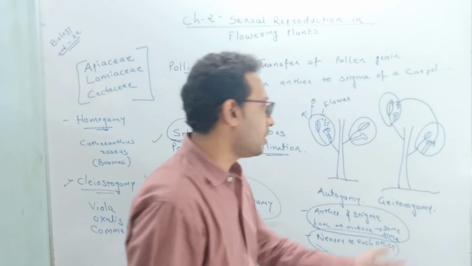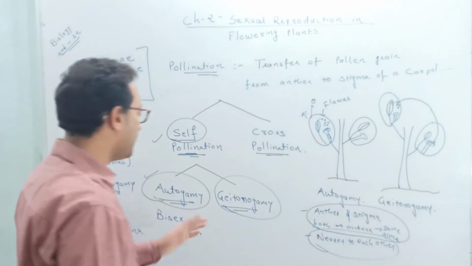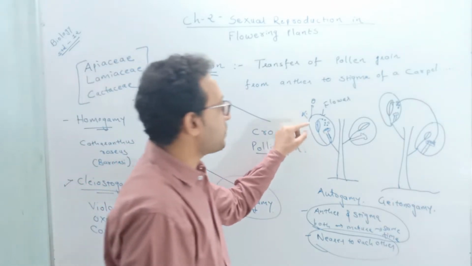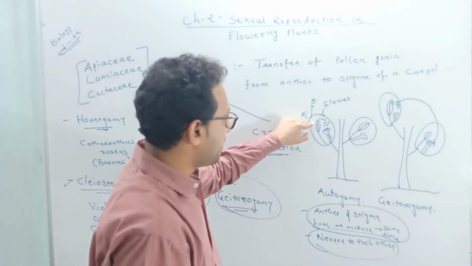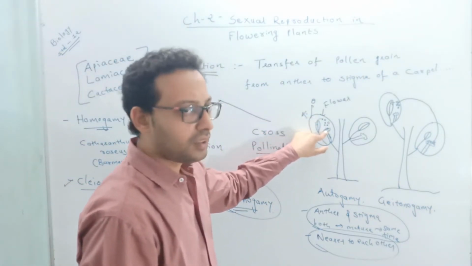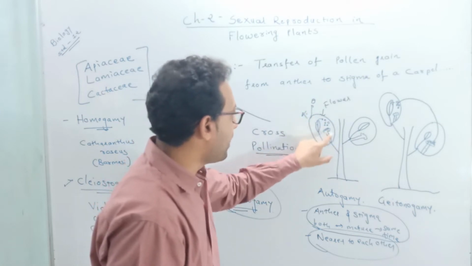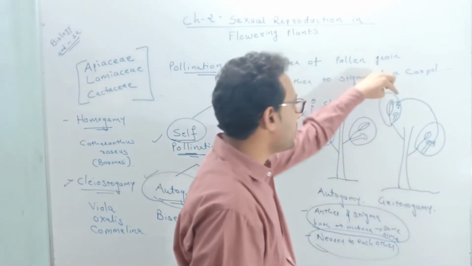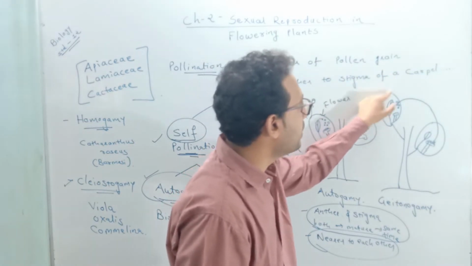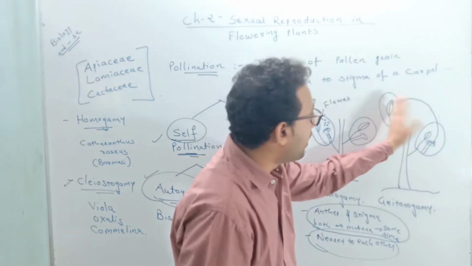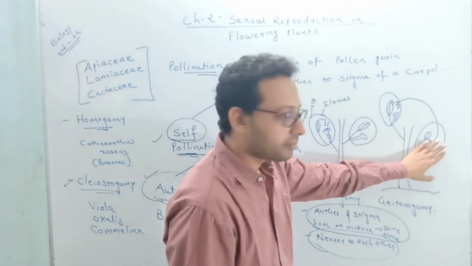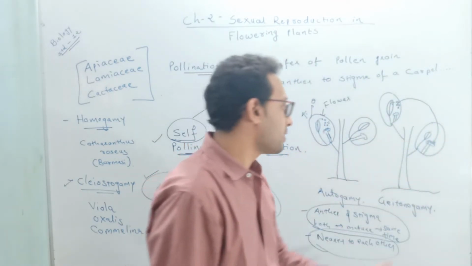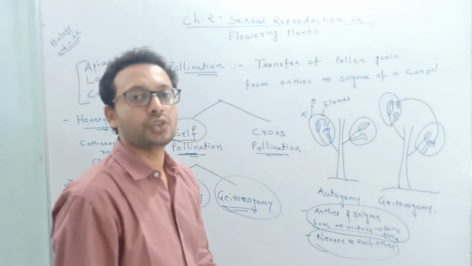Okay, so this is called geitonogamy. Clear, students? What is autogamy and what is geitonogamy? Autogamy means transfer of pollen grain from anther to a stigma of a carpel of the same flower of the same plant. In geitonogamy, transfer of pollen grain from anther to a stigma of a carpel of another flower. The flower gets changed, but the plant remains the same. Another flower of the same plant. This is called geitonogamy.